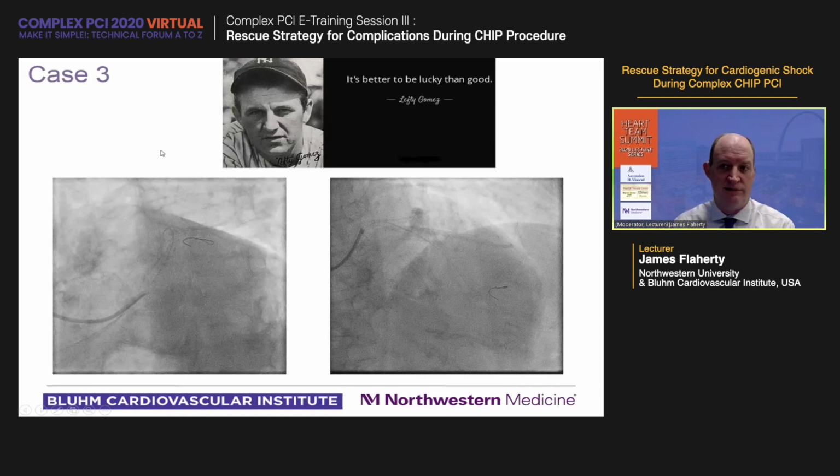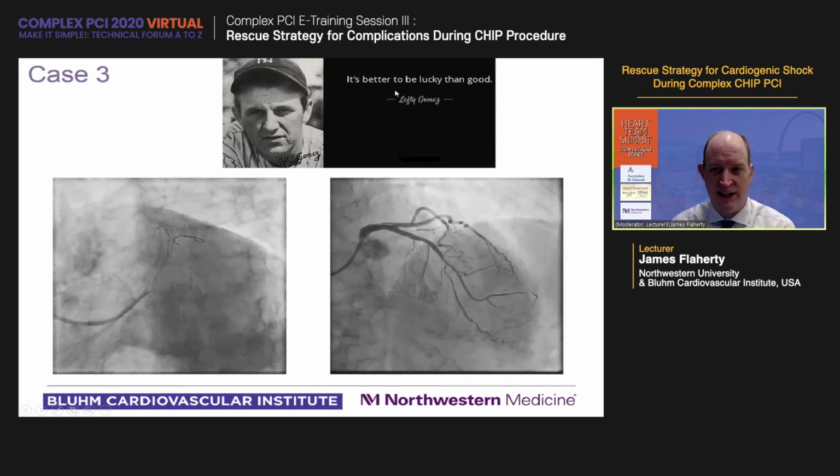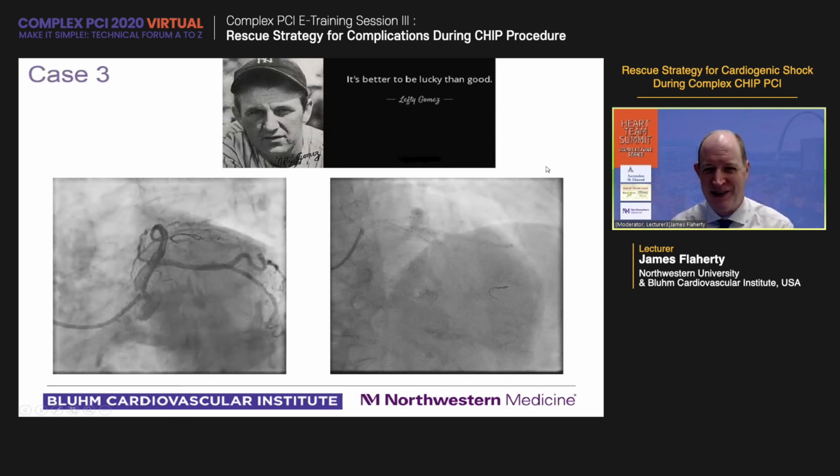Lefty Gomez was an old United States baseball pitcher. He said it's better to be lucky than good, and sometimes that's true.